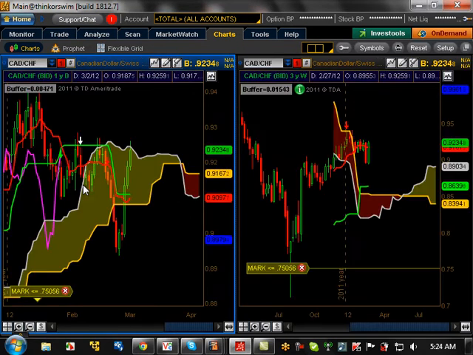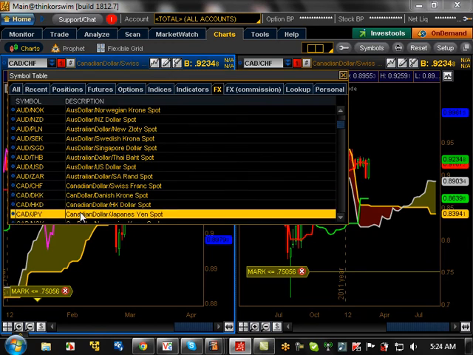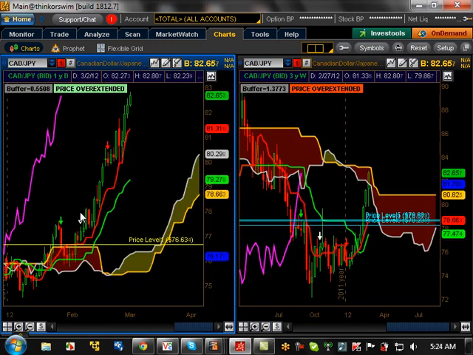CAD Swiss. If you look at CAD Swiss, nothing really going on as far as the weekly is concerned or the daily, so nothing really to talk about there. CAD yen, this thing is still on a tear going up. Basically, it's going to keep on going up for a while.